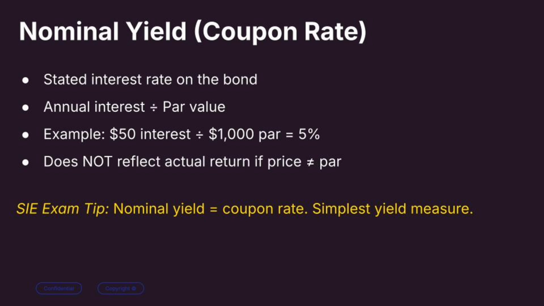The simplest yield measure is nominal yield, also called the coupon rate. This is just the stated interest rate printed on the bond. You calculate it by dividing the annual interest payment by par value. So, a bond paying $50 annually on a $1,000 par value has a 5% nominal yield. Here's the catch though. If you didn't pay par for the bond, this number doesn't reflect your actual return.